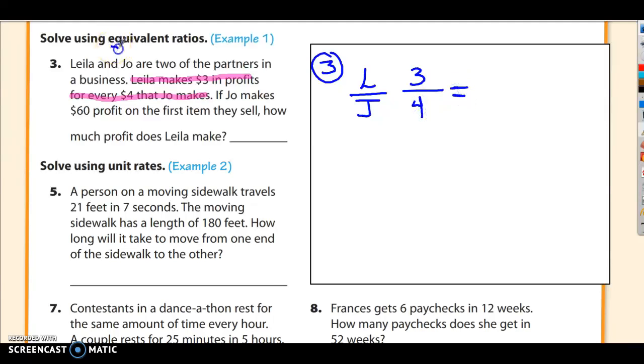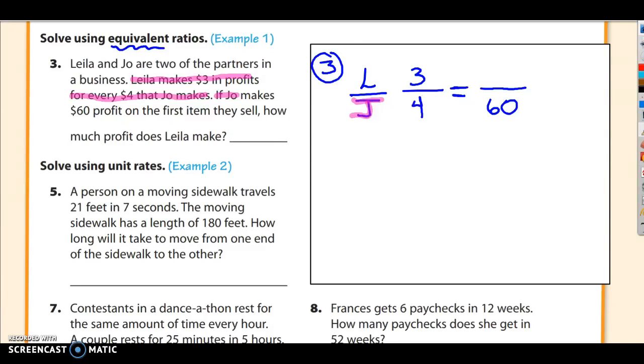And this word right here, equivalent, means we're going to write an equal sign. And then it goes on to say, if Joe makes $60 in profits, it's really important that you put 60 in the right spot. I'm going to put it right here. Now, why did I put it there? I didn't put it there because 4 goes into 60, because honestly, 3 goes into 60 as well. I put it there because it says if Joe makes $60 in profit, and my Joe terms are on the bottom, so it's really important that you get that in the right spot.